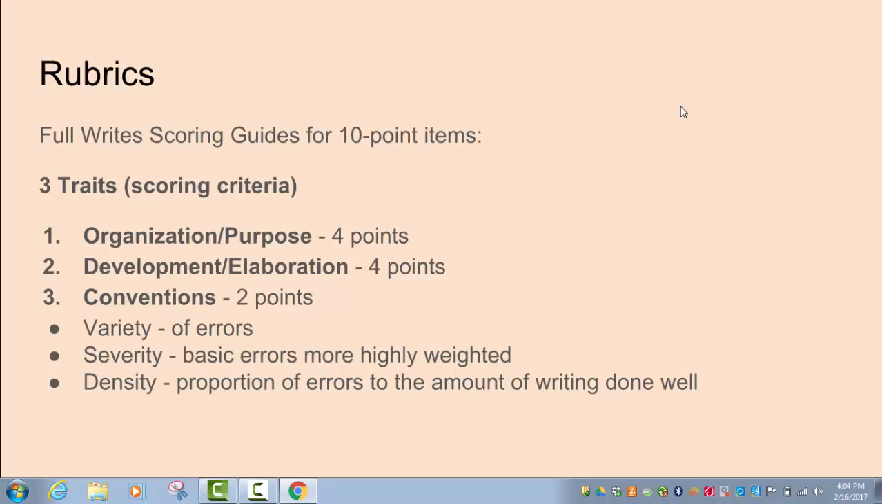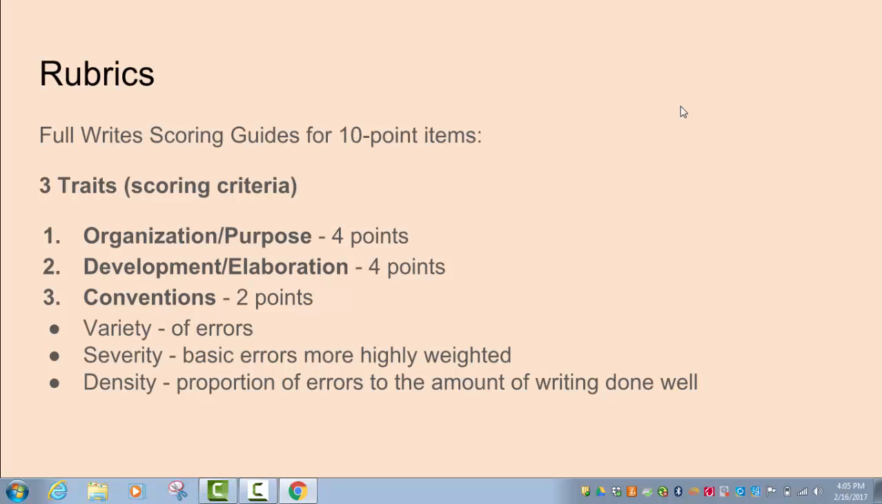So a few reminders. The rubrics are 3 traits that add up to a possible 10-point score. Organization and purpose worth 4 points, developmental elaboration worth 4 points, and conventions worth 2 points. In thinking about conventions, we want to think about variety, severity, and density. Variety are the type of errors. Are they making errors in spelling only or in spelling, punctuation, and syntax structure?